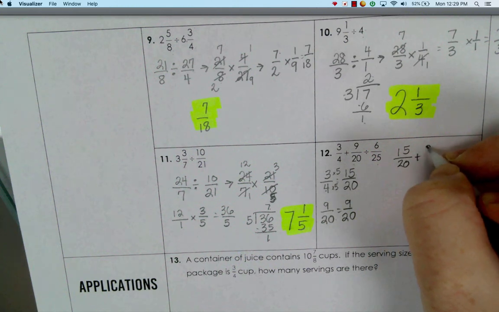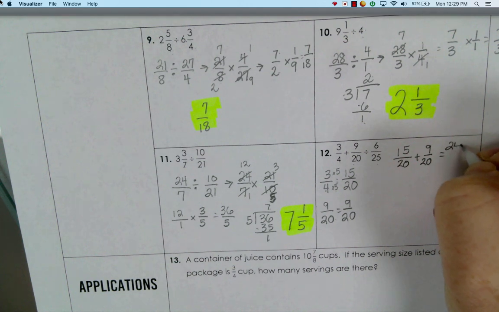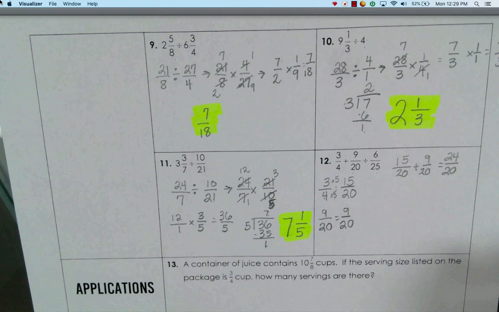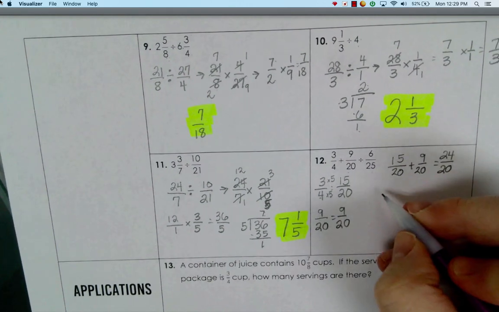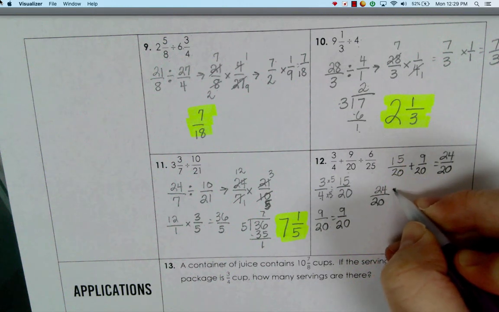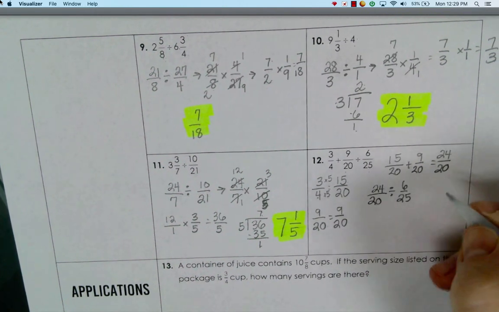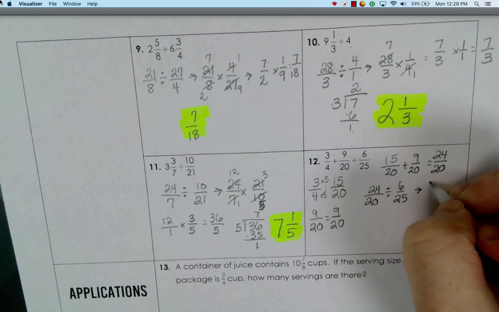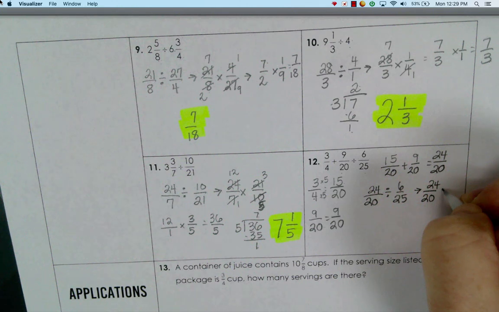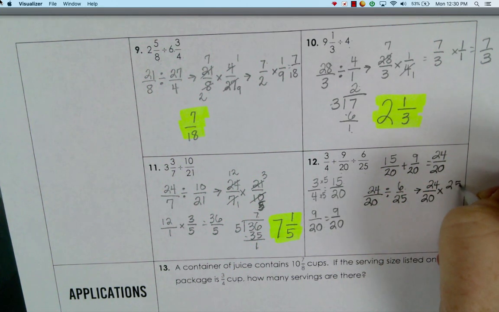15/20ths plus 9/20ths gives you 24/20ths. Do not change that fraction. Leave it improper. Okay, just leave it alone. So now I'm going to come down here. I have 24 over 20 divided by 6 over 25. But we're going to keep, change, flip. Keep that first fraction. Change to multiplication, flip. 25 over 6.